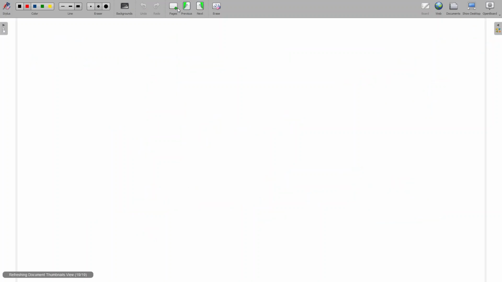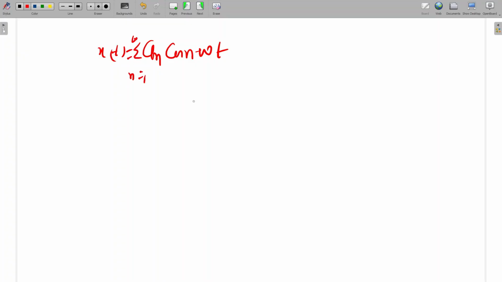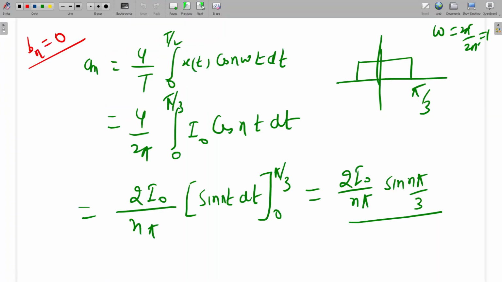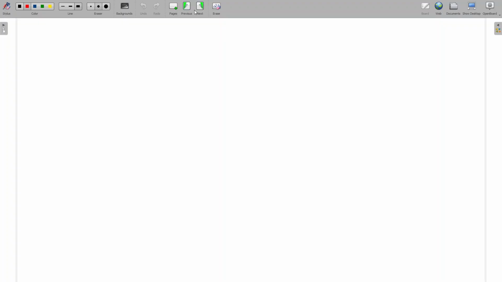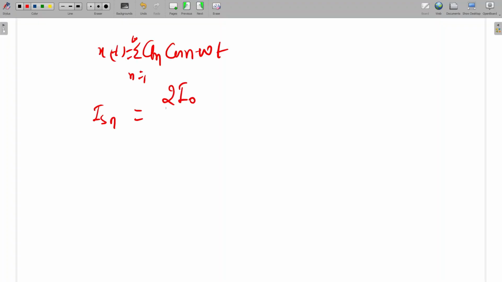So what will be the final expression? x of t will be sigma n is equal to 1 to infinity an cos n omega t. So an, we already know, is 2 I naught upon n pi sin n pi by 3. And here cos, what will be the value? It will be cos n omega t.